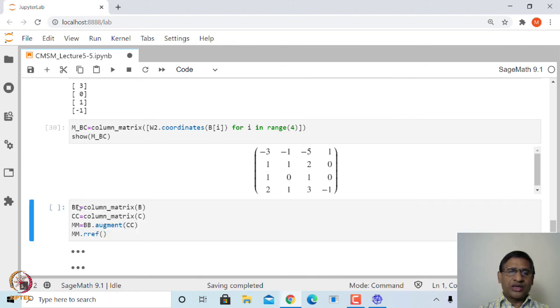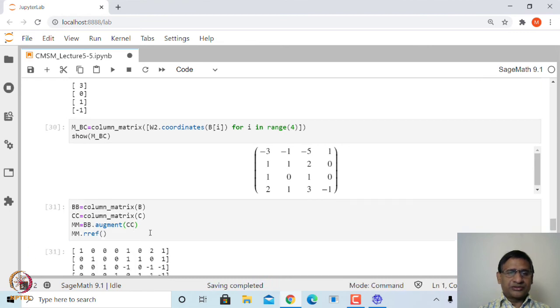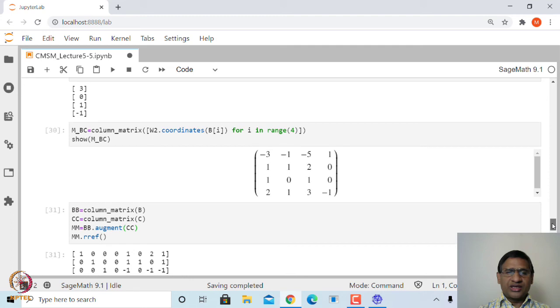Now the same thing you can do by augmenting, let us say, the matrix inside VB, you augment this with C.